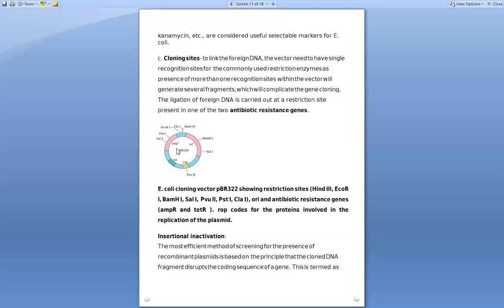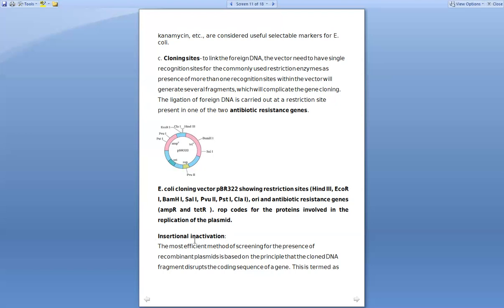Next, there is the presence of the antibiotic resistant genes, that is, the ampicillin resistant gene and the tetracycline resistant gene. These pink colored regions are the two selectable markers, or antibiotic resistant genes. Next, you can see ROP here. It codes for the proteins involved in the replication of the plasmid. So ROP stands for repressor of primer, the site coding for proteins involved in the replication of the plasmid. So this is about the cloning sites.